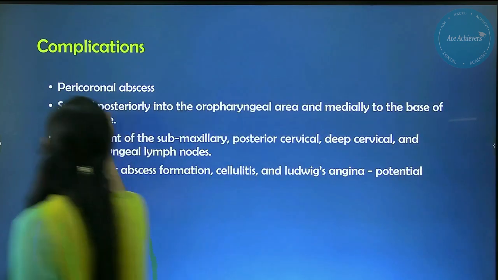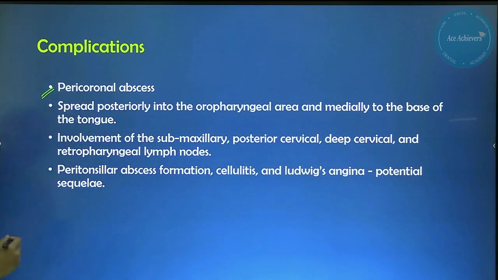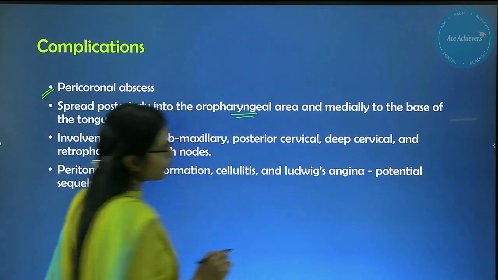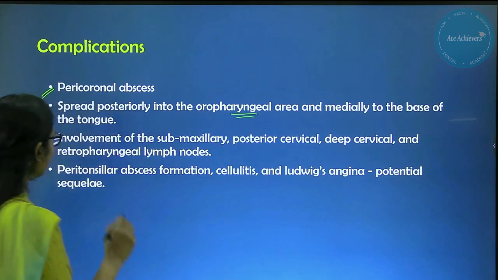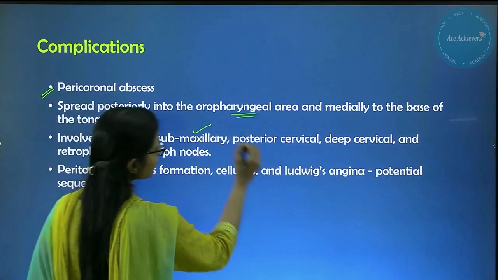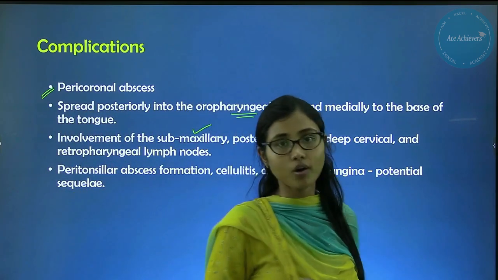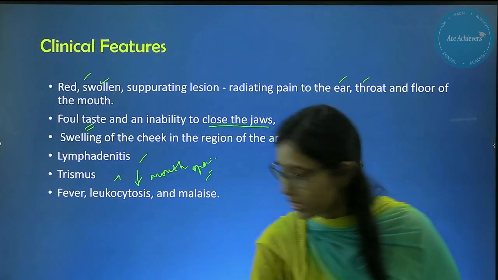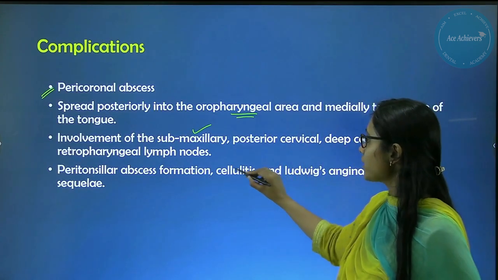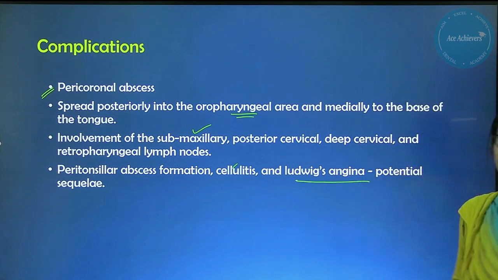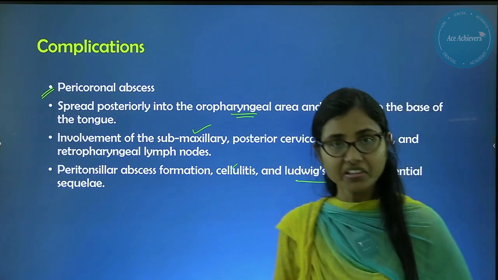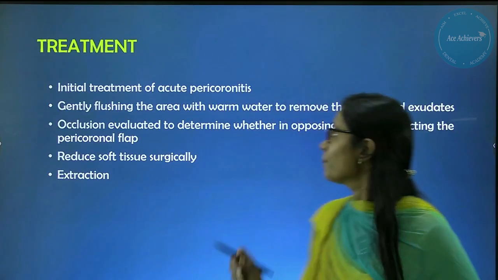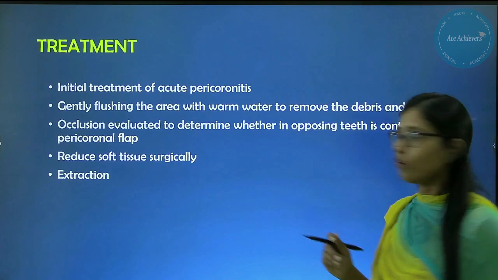There are some chances of pericoronal abscess formation when this inflammation spreads into the oropharyngeal areas, and sometimes it might spread medially to the base of the tongue also. There is going to be involvement of the submaxillary, posterior cervical, deep cervical, and all other lymph nodes, and even the retropharyngeal lymph nodes. There is going to be peritonsillar abscess formation, cellulitis, and Ludwig's angina, which are the potential sequelae of untreated third molar inflammation.